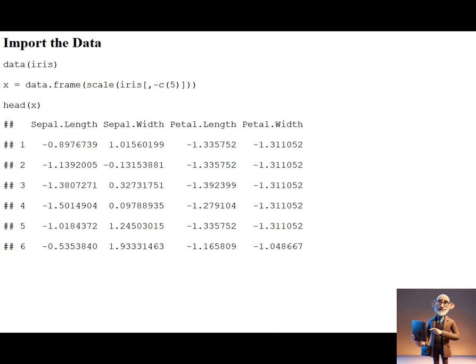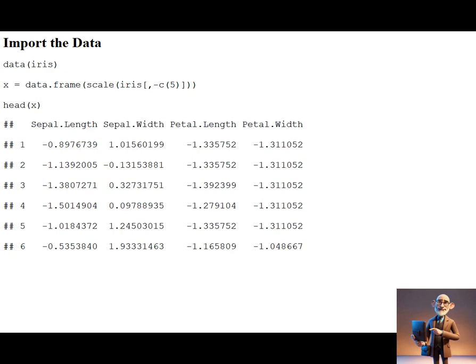in R. The code snippet provided gives us a glimpse into the process of importing and preparing the famous iris dataset for clustering analysis. Here, we're using the built-in iris dataset in R, a classic dataset often employed for testing and practicing various statistical and machine learning techniques. The data function loads the dataset into our R environment. The next step involves preparing the data for KMeans clustering.